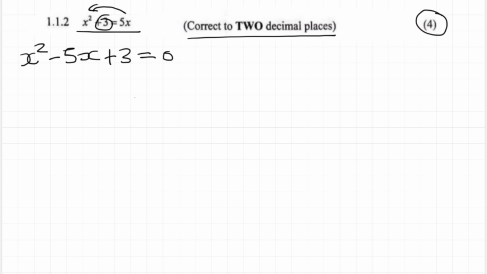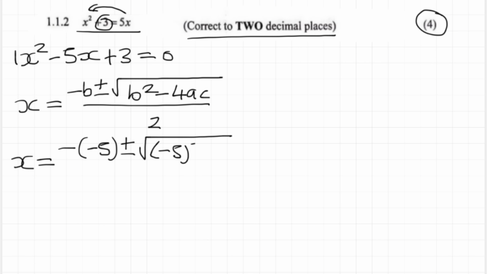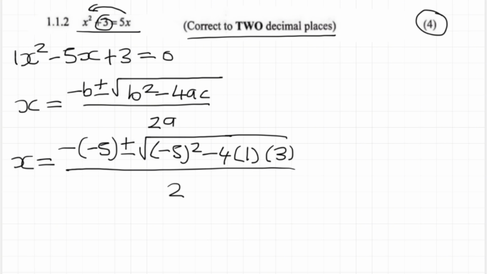There is no way there are factors of 3 that, when we minus or plus, are going to give us negative 5. So I'm going to make use of our quadratic formula, which is as follows. Our a here is 1, our b is negative 5, and our c is 3. Let's substitute, because there is a mark for substitution. So I'm going to have negative 5 plus or minus the square root of b squared, which is negative 5 squared, minus 4 times a, which is 1, times c, which is 3, divided by 2a. So a is 1, just like that.